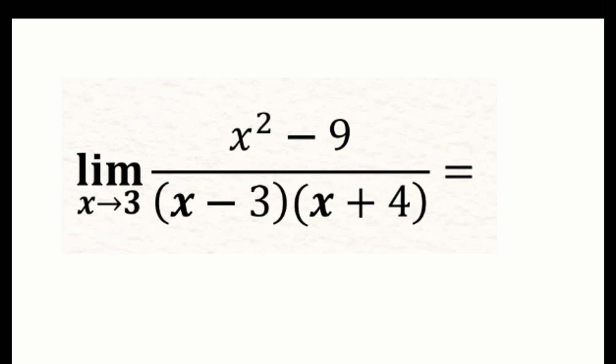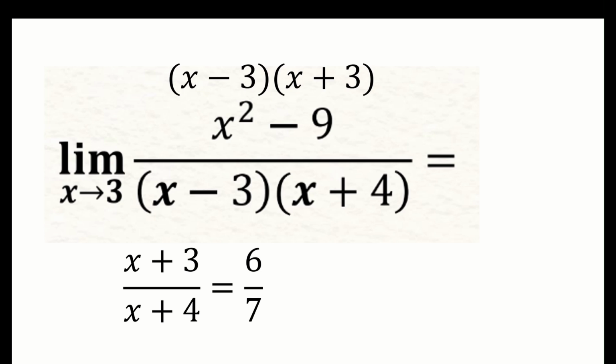We also have the benefit, though, of having our method for finding y values of holes from the rational functions unit. There must be a way to cancel an x minus 3 here. So if we factor that top as x minus 3 times x plus 3, now we can cancel the x minus 3's, which just leaves us with x plus 3 over x plus 4. Now we're able to figure out where the hole is by plugging in 3, and we get 6/7.